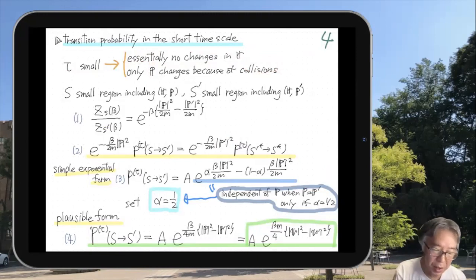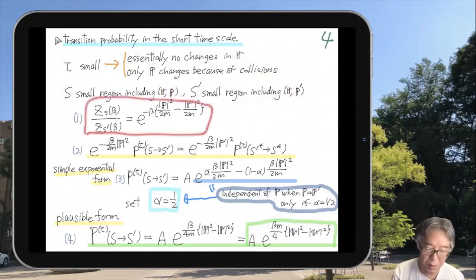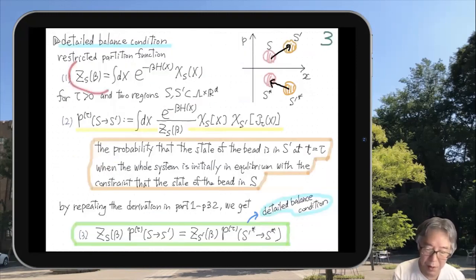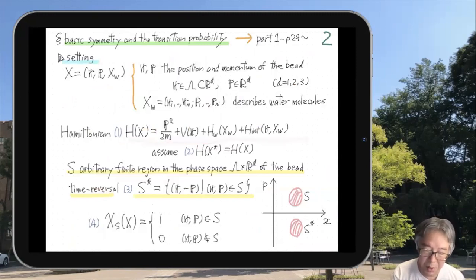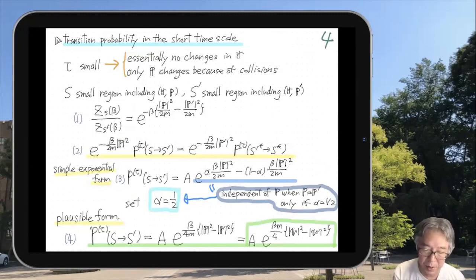So we take S as a very small region including R, p, and S prime to be a very small region including the same R and a different p prime. And then we first look at this ratio of the restricted partition functions. This is the definition. And here, of course, you have the Hamiltonian, but in this case the only relevant part is the kinetic energy of the Brownian particle. Everything else is basically the same when you integrate, because R is the same.